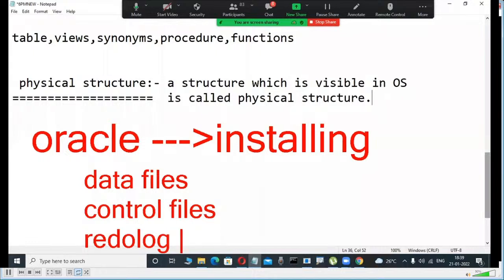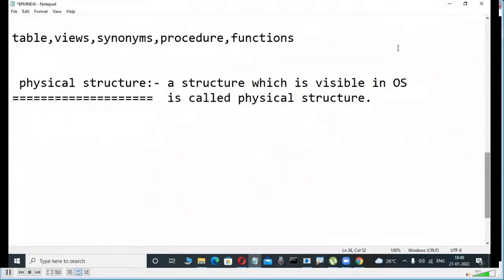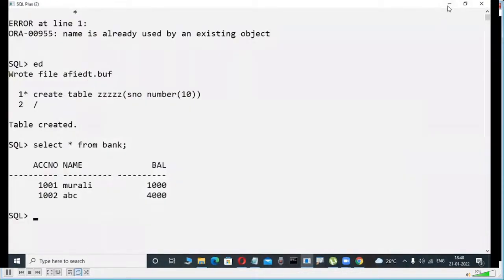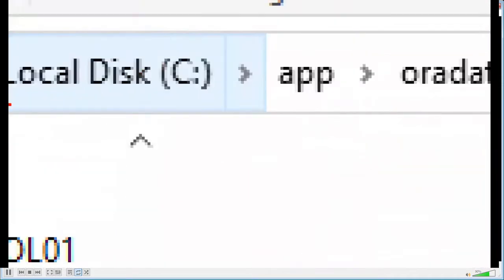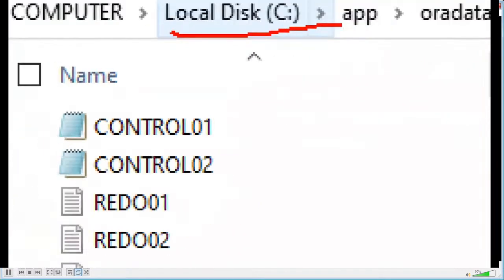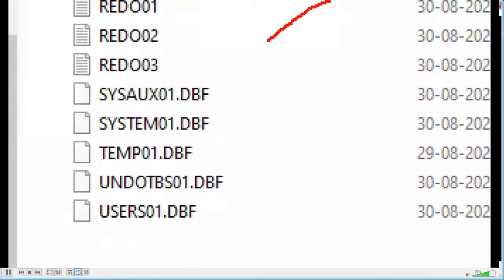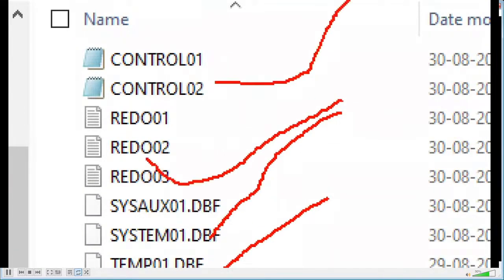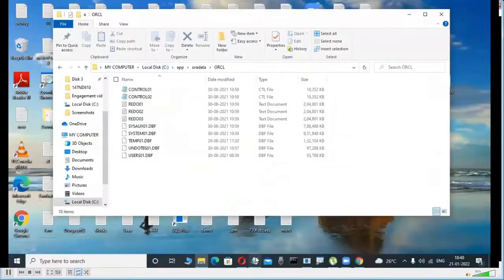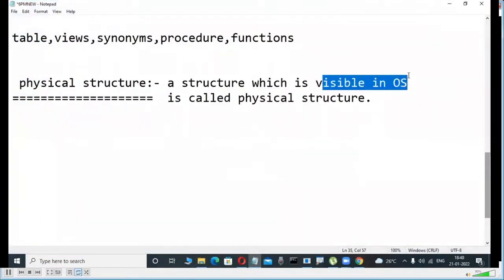You don't have an idea about all these things; in a future DBA concept, I'm giving a rough introduction in our course. Whenever I install the Oracle software, some files are automatically created on the disk, in the C drive or D drive. These are data files, .dbf files. What is this? You don't have an idea; later you'll be familiar. Control files and redo log files. That's why it is a structure visible in the operating system, called the physical structure.